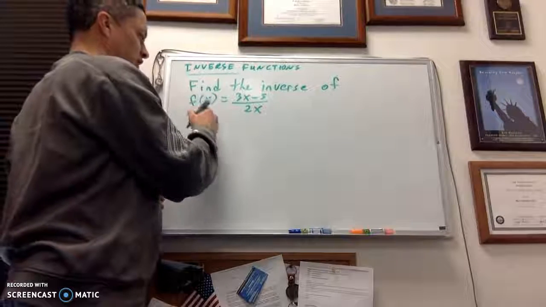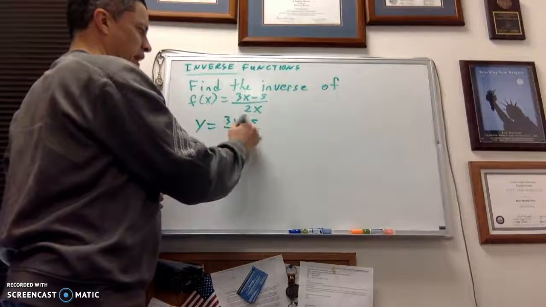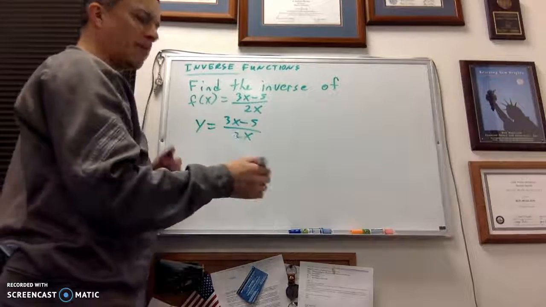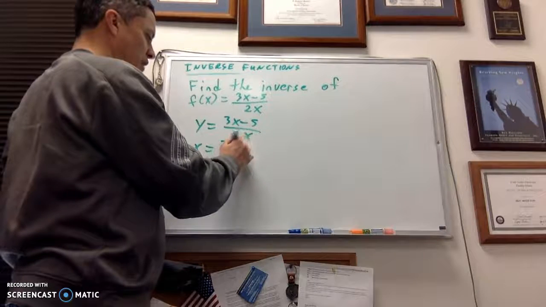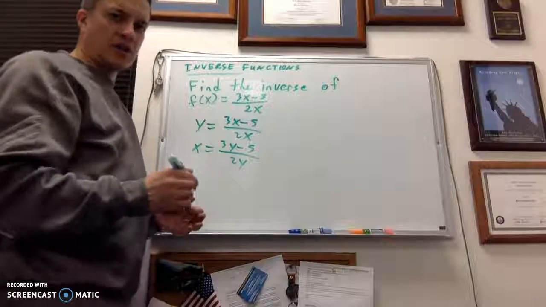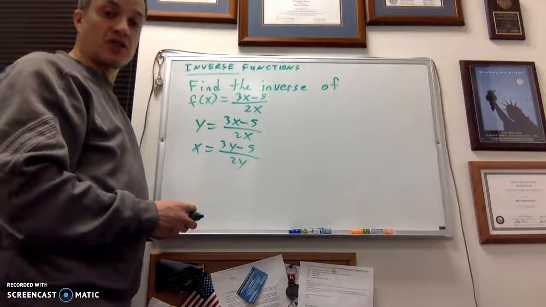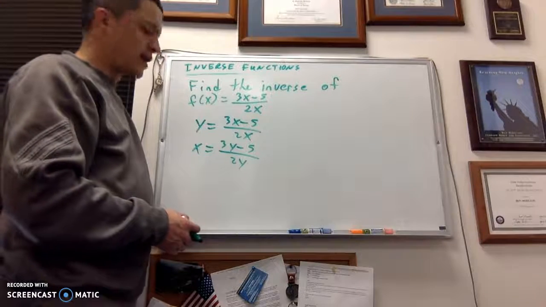So if you watched my previous video, I showed the steps of how to find an inverse. So first of all, we'll change f of x to a y. And then my second step, we're going to swap our x's and y's. So we're going to have x equaling (3y minus 5) over 2y. And then the third step, which I said tends to be the harder step depending on the problem, and this is no exception, we're going to solve for y.